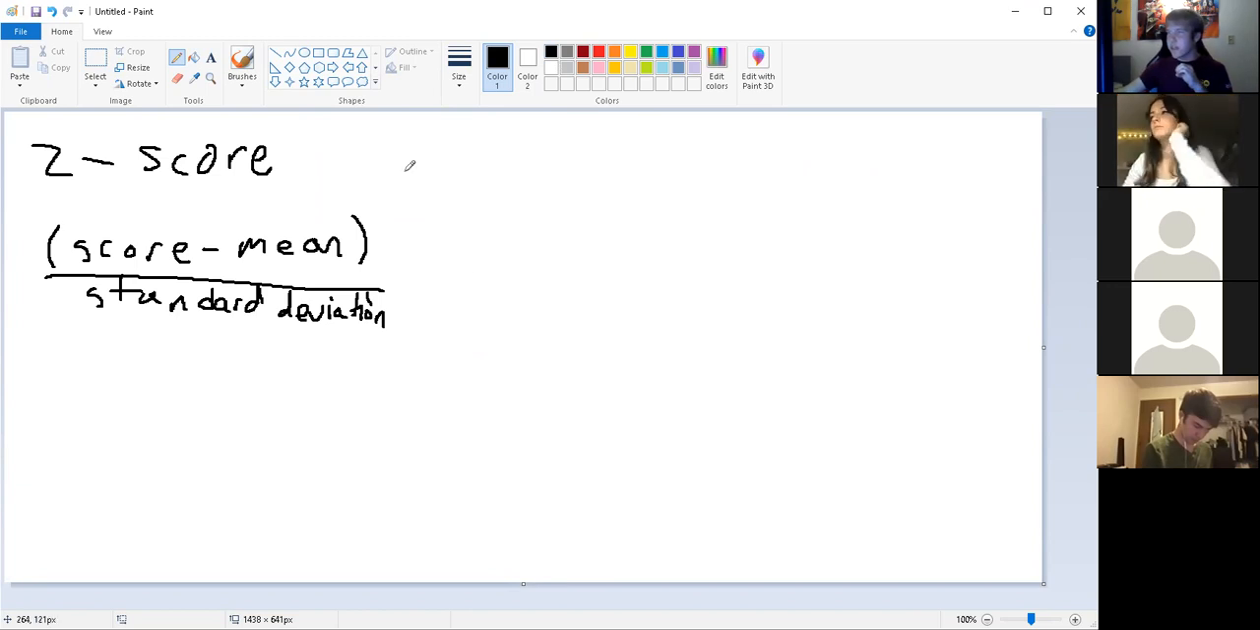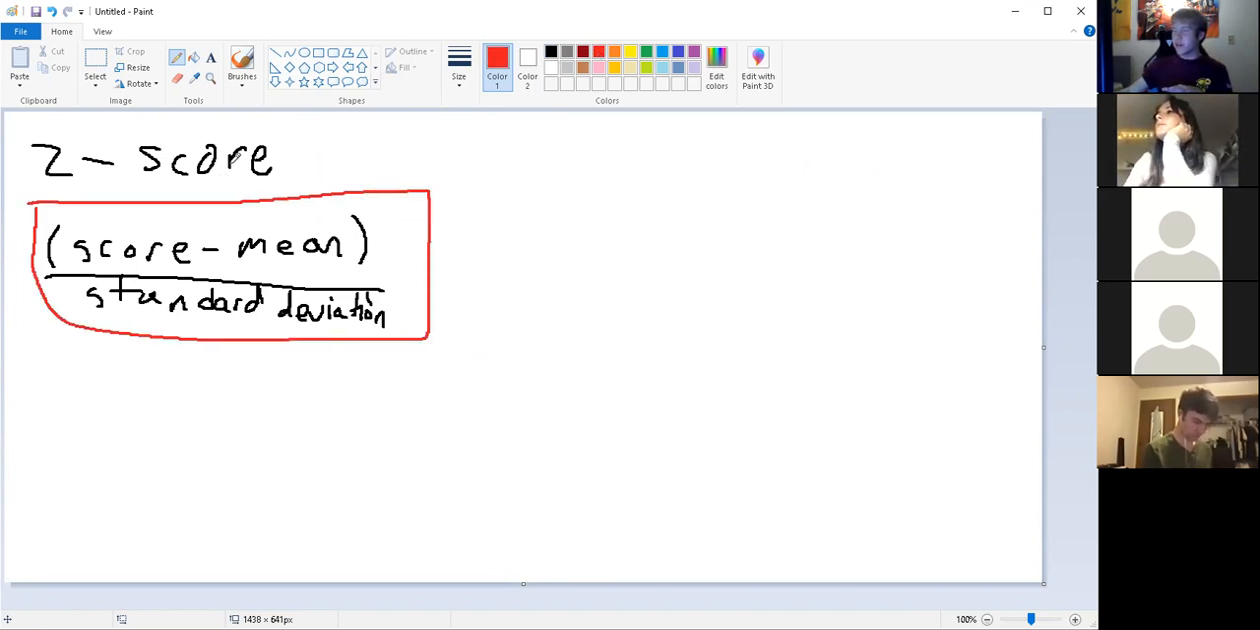And in terms of this, I would say just remember roughly the formula. It'll be on the test, or on the one sheet on the test, so you can just use that to remember. But this is the calculation for a z-score.